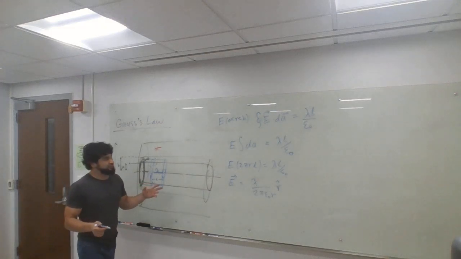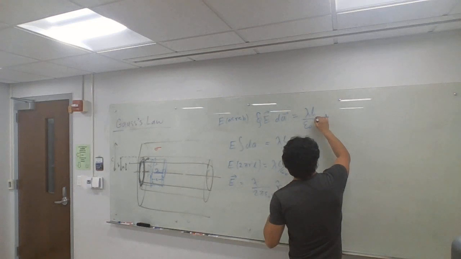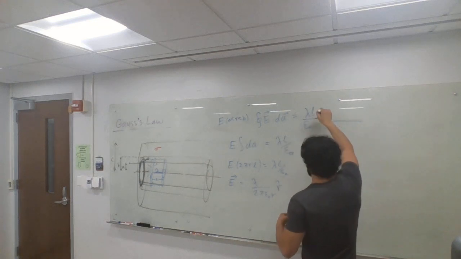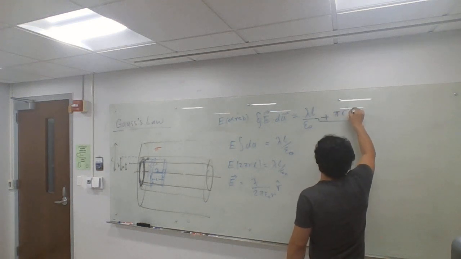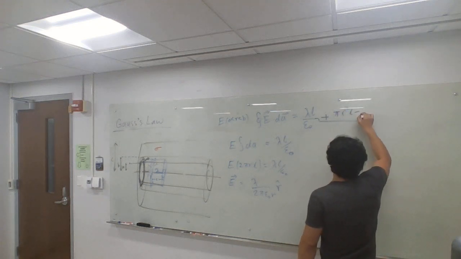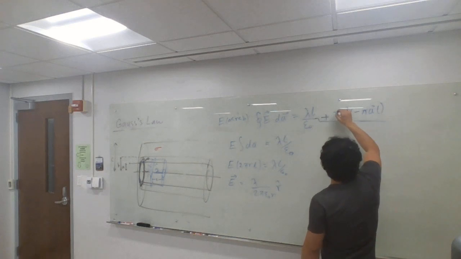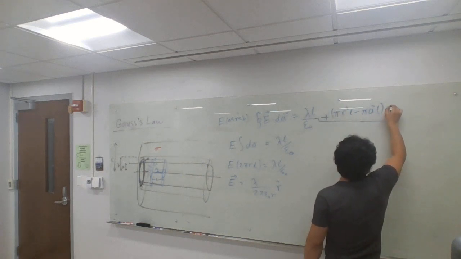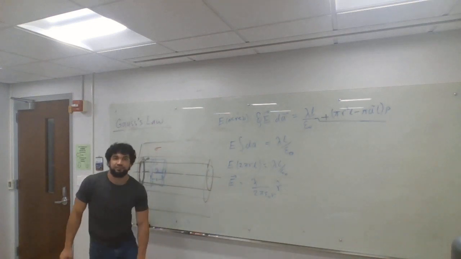The volume of a cylinder of radius r is pi r squared multiplied by L, minus the volume of a cylinder of radius a, pi a squared L. So this one multiplied by rho is Q enclosed from the solid cylinder.